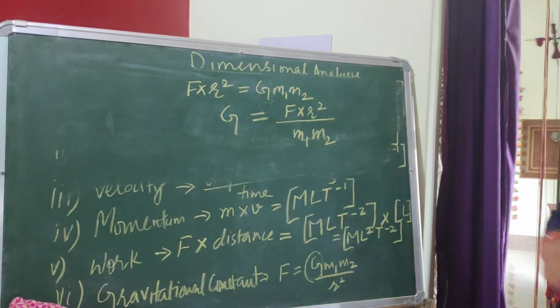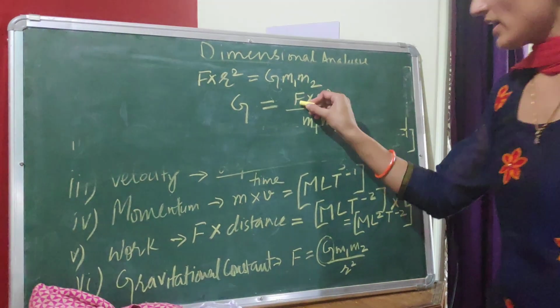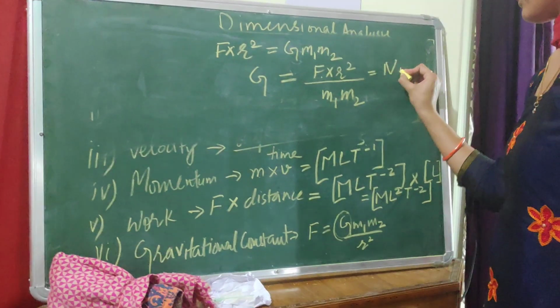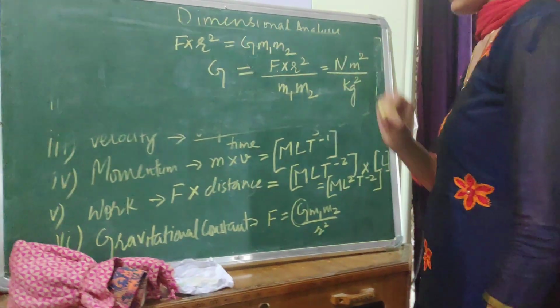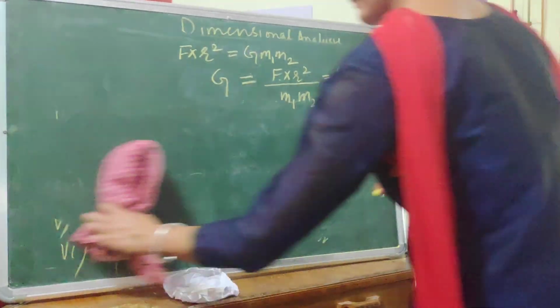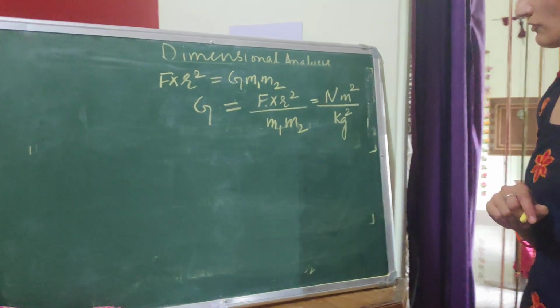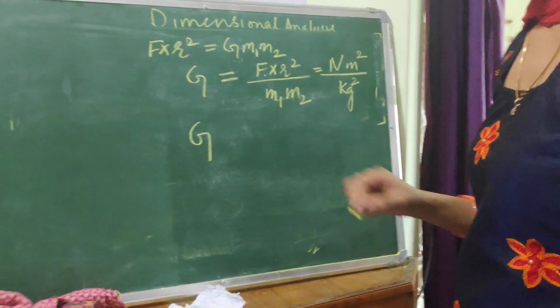I hope it is clear to you. You just have to cross multiply the things. Now F is Newton, and we have meter square divided by kg square. This is the formula.